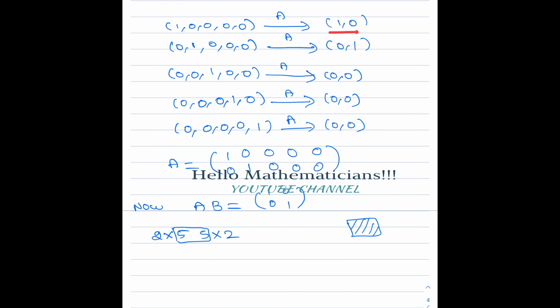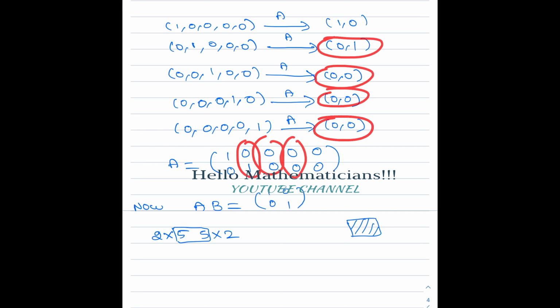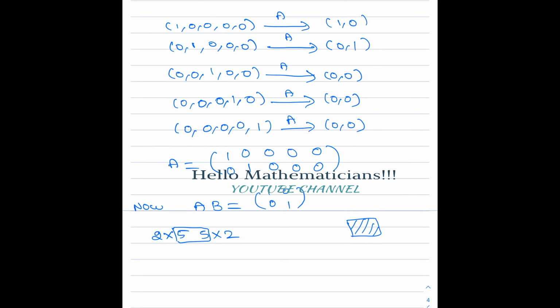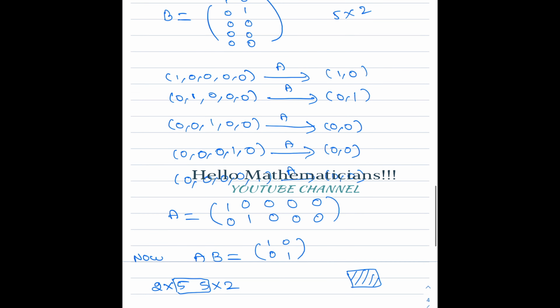So now we have found the images of the basis. Once you find them, you put them as columns. So (1, 0) is put as column (1, 0), (0, 1) is put as column (0, 1), and the remaining images are all (0, 0). So we get the matrix A. Now you just multiply A and B, and you will get AB as the identity.